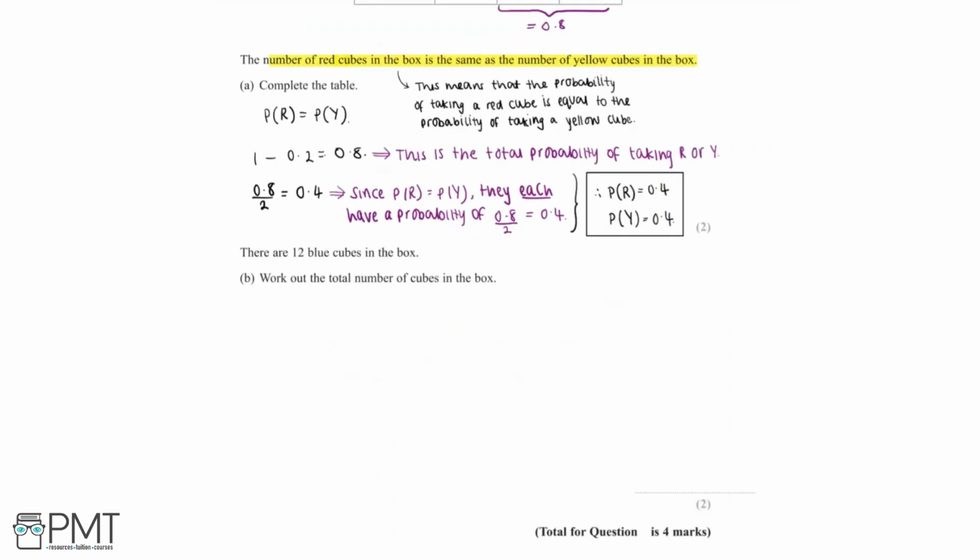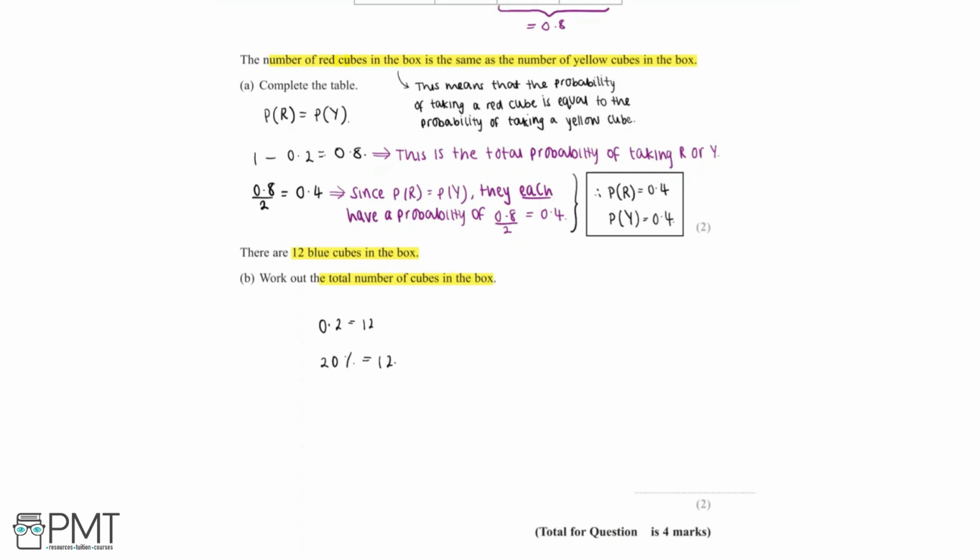We're now told that there are 12 blue cubes in the box, and in part B, we need to work out the total number of cubes in the box. Well, from our table, we know that the probability of taking a blue cube is equal to 0.2, and so we can say that 0.2 is equal to 12. Now in part B, it might be easier to work with percentages. 0.2 is equal to 20%, and so we can say that 20% of the total number of cubes in the box is equal to 12.